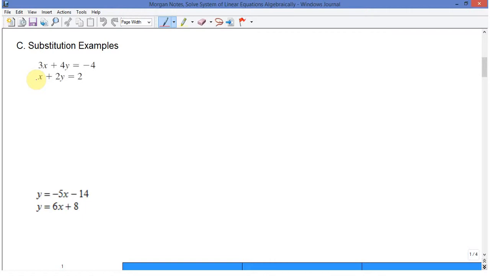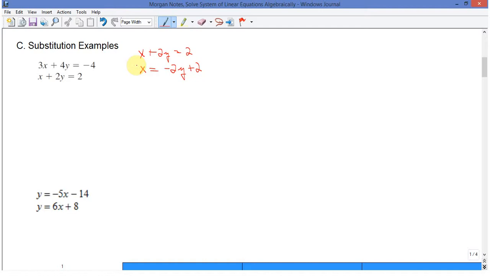So these types of equations are good for substitution because this x really has a coefficient of 1 on it, 1x. So it's going to be easy to isolate. That's the equation I'm going to pick to isolate. So that's going to be x plus 2y equal to 2. Let's get the x all alone. x is equal to negative 2y plus 2. Okay, so now I have the same equation, but I have it set so that x is equal to the other side of the equation.